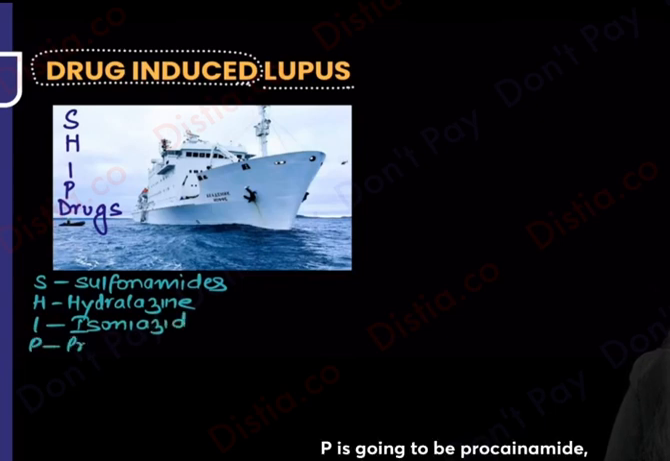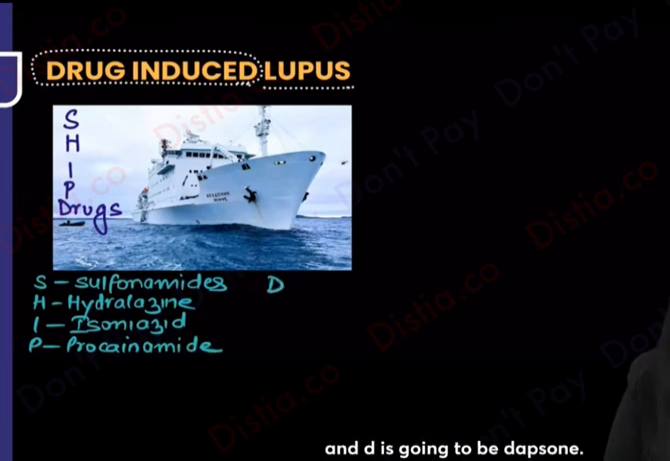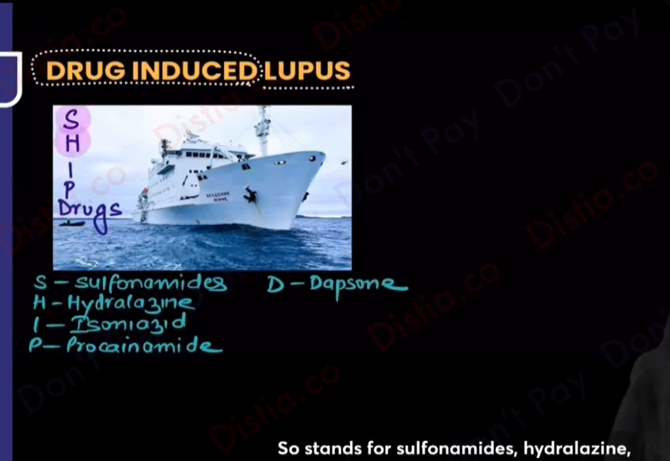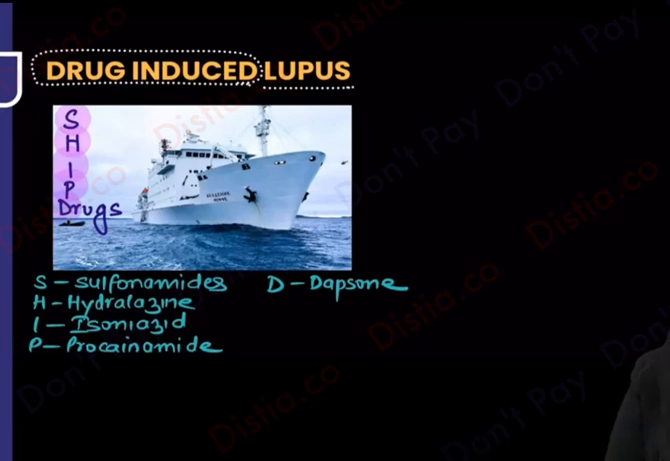P is going to be procainamide, and D is going to be dapsone. Let's do a repeat. What is SHIP drugs? So S stands for sulfonamides, hydralazine, isoniazid, procainamide and dapsone. These are the SHIP drugs which can cause a lupus-like situation.